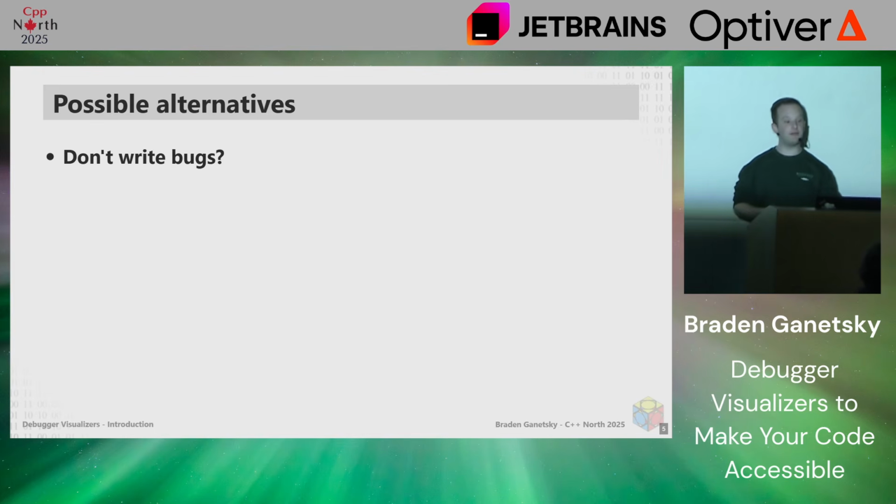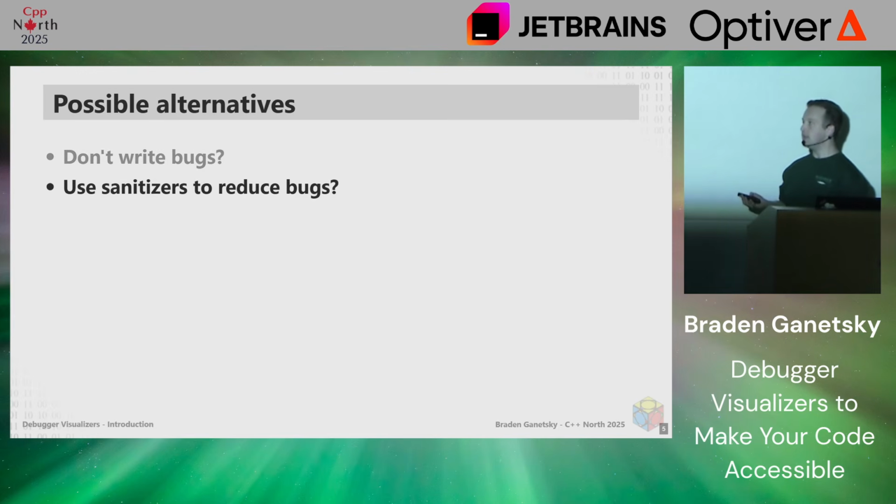So if you don't write bugs, this will not happen, I guess kind of definitionally, but it's not possible. So let's say maybe we can try to use sanitizers to reduce the bugs. That helps. It doesn't work because reducing bugs and eliminating all possible bugs are very, very different things. If the bugs still exist, you're still going to have to go through this process.